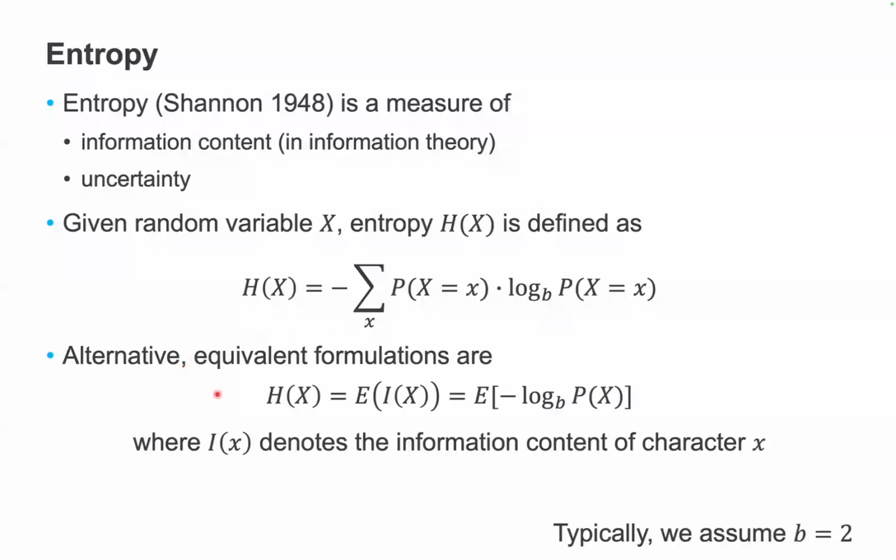And there are equivalent formulations of the very same formula. We can describe the entropy of x as the expected value of the information content of x, or the expected value of minus the logarithm of the probability of x. Here, of course, the expected value goes through all the possible value assignments with their corresponding probabilities. So implicitly, this part here is hidden in the expected value.